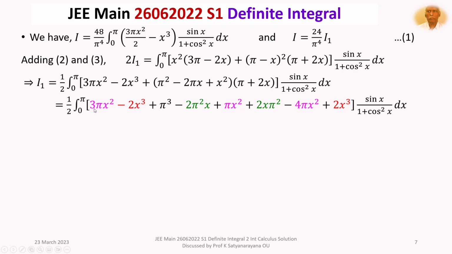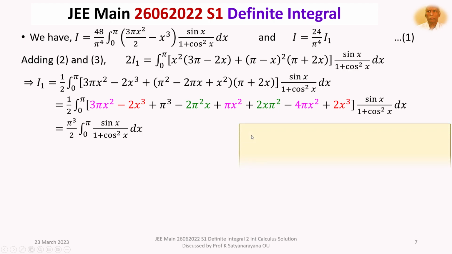Now 3 pi x square and minus 4 pi x square... there is a plus 4 pi x square and a minus 4 pi x square, they cancel. Minus 2x cube plus 2x cube, they cancel. Minus 2 pi square x plus 2x pi square, they cancel each other, and we are left with only pi cube. That pi cube will come out of the integral. That is equal to pi cube by 2 integral 0 to pi, sin x by 1 plus cos square x dx. This integration is very easy.